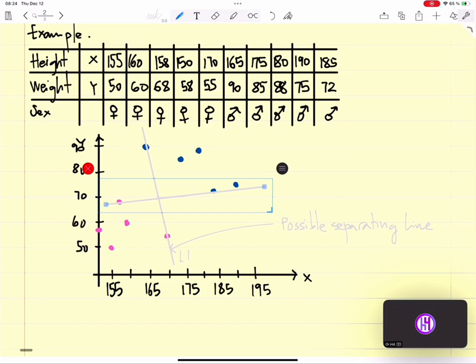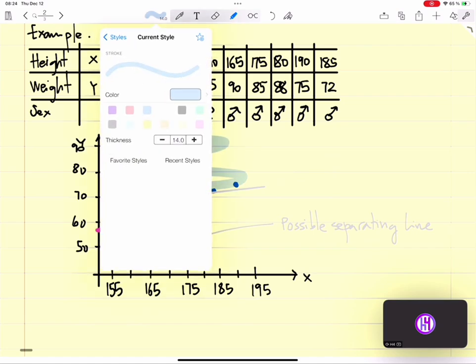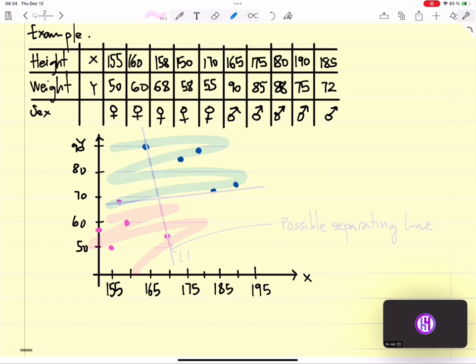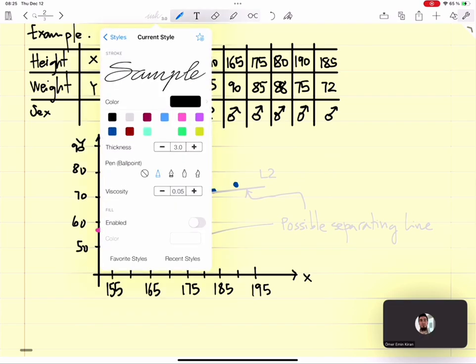The same thing with this line, okay? This line takes all the blue points on one side and all the light rosa points on the other, right? So this is also a possible separating line, we call that L2. Both are possible separating lines. So are you cool with that? Yeah.